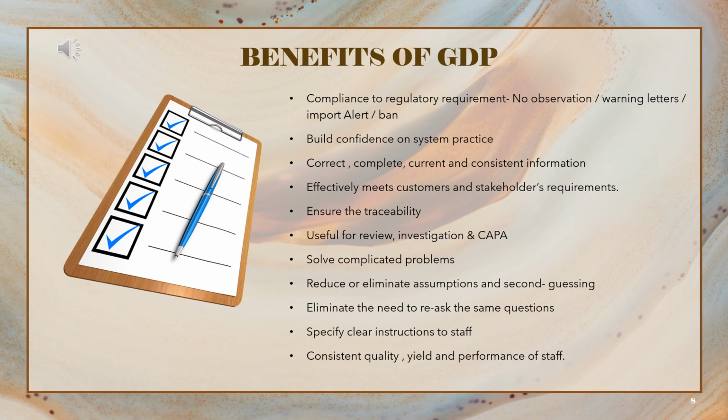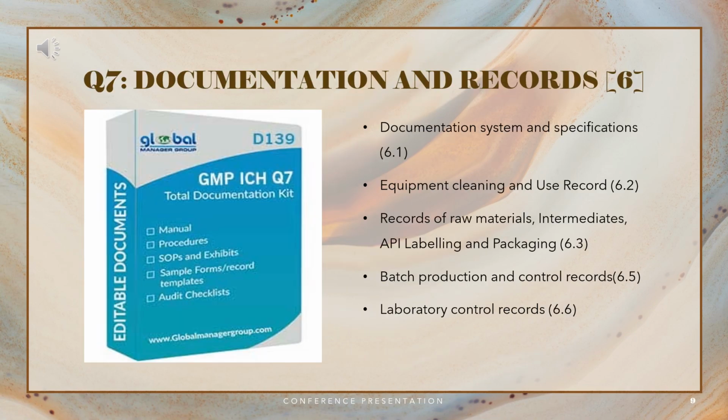And the last topic that we'll be seeing is the Q7 documentation and records, which is the guideline that comes under ICH Q7 chapter 6, which talks about documentation, records and integrity, and contains five different divisions. The first is documentation systems and specifications, where it talks about all documents, how they should be prepared, reviewed, approved and distributed, and their issuance and revision.